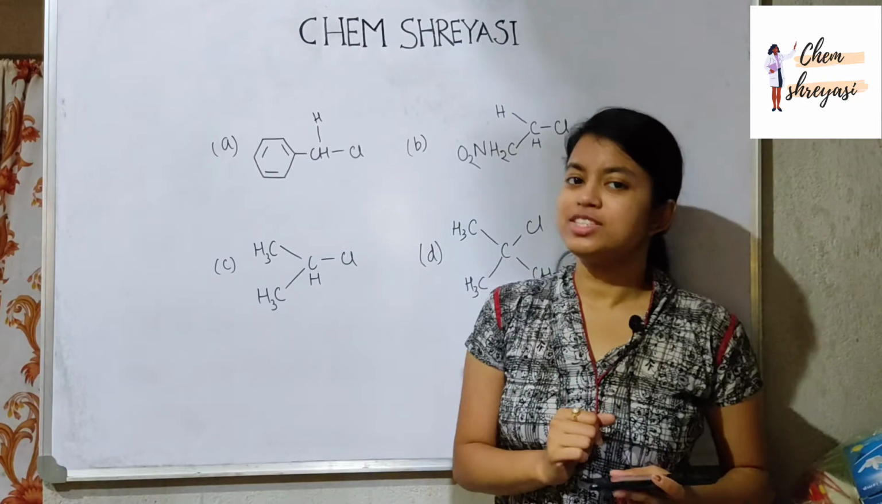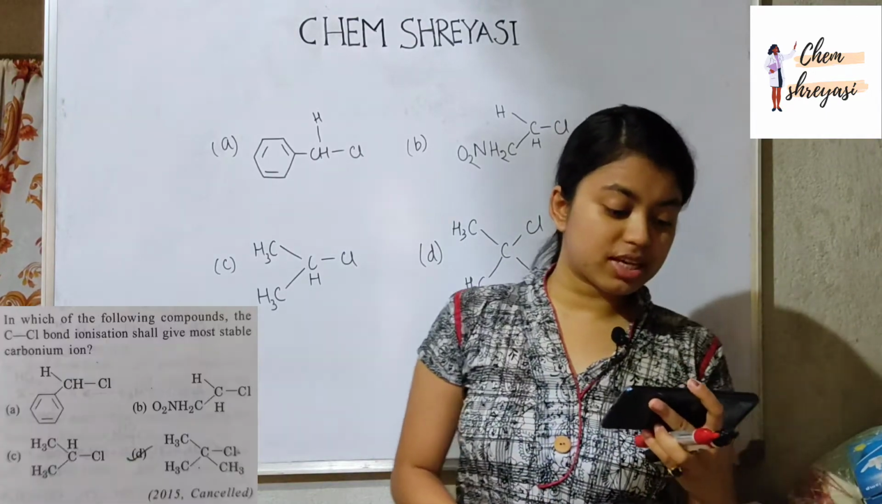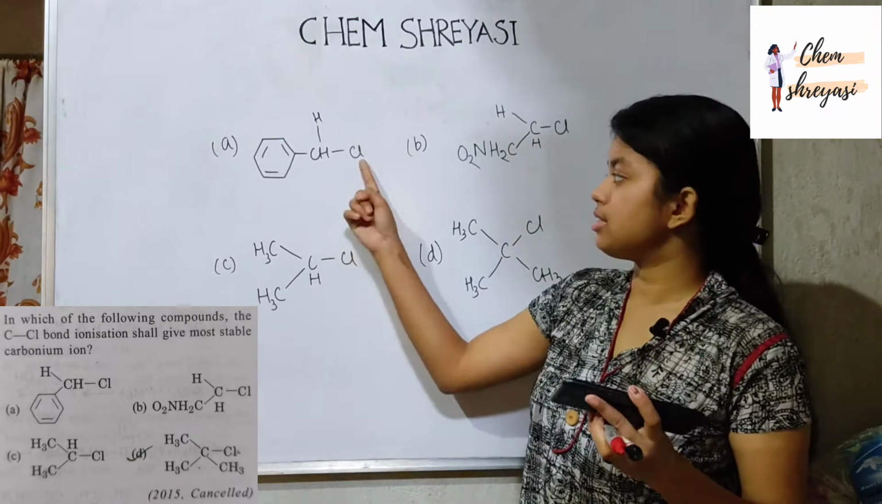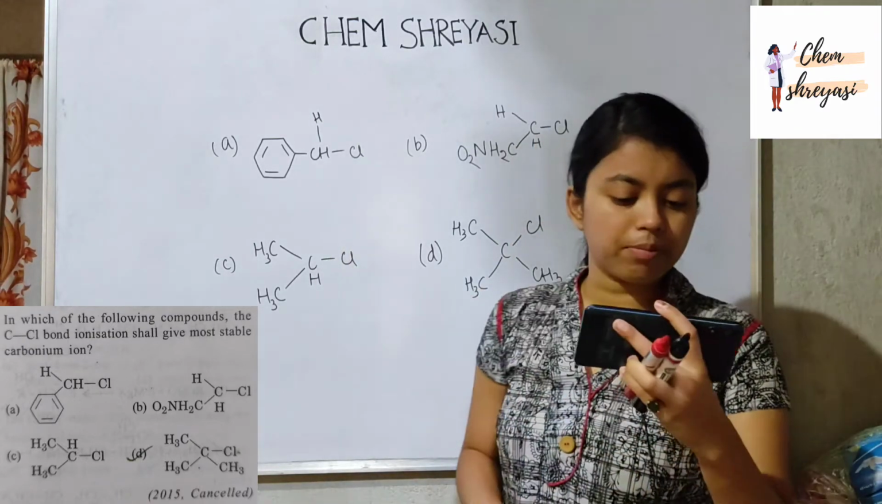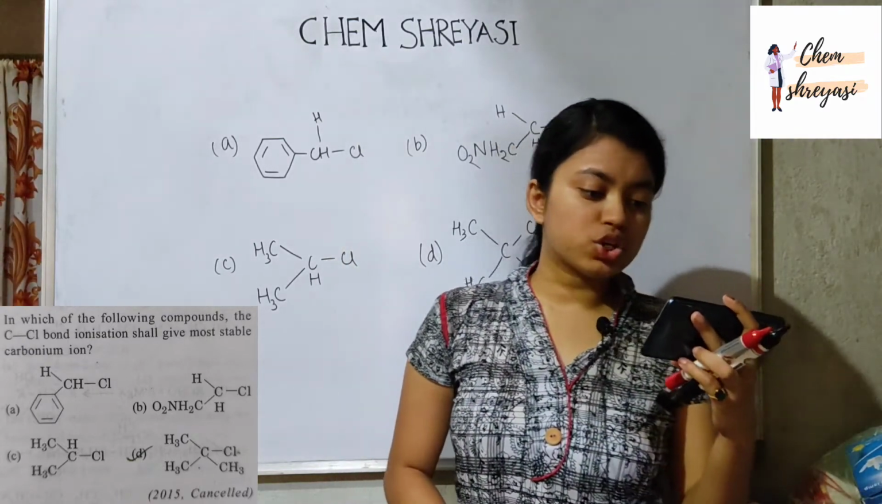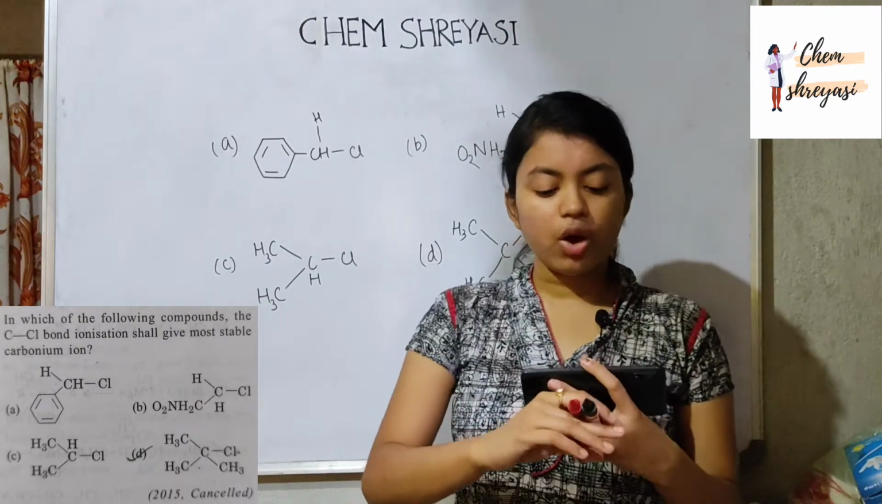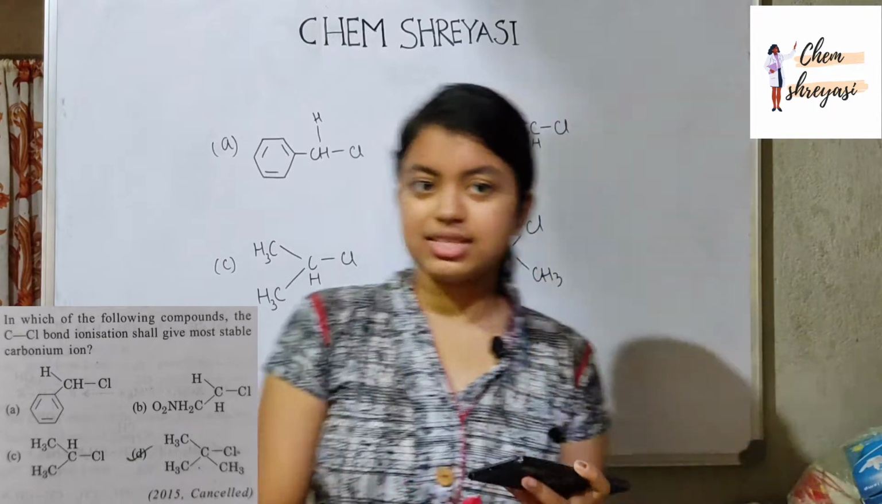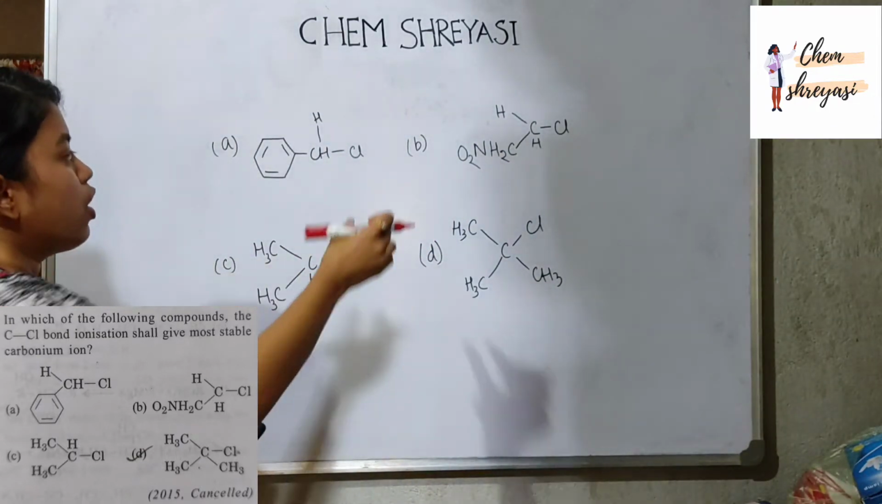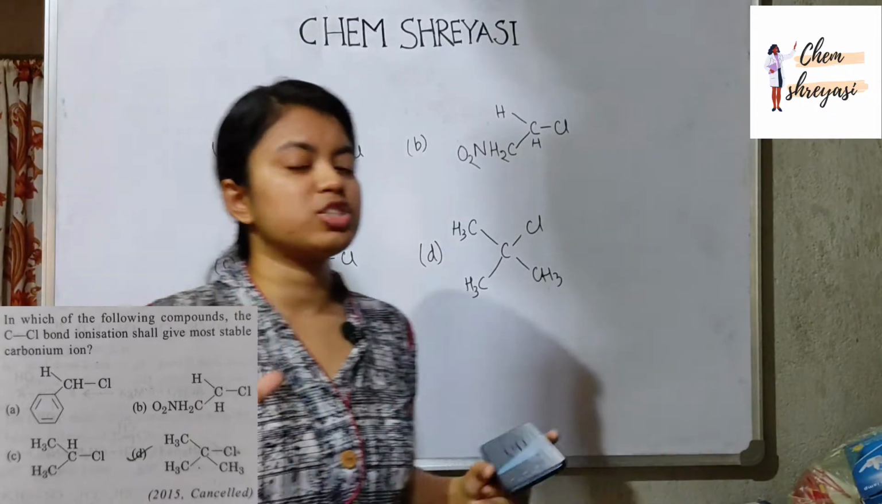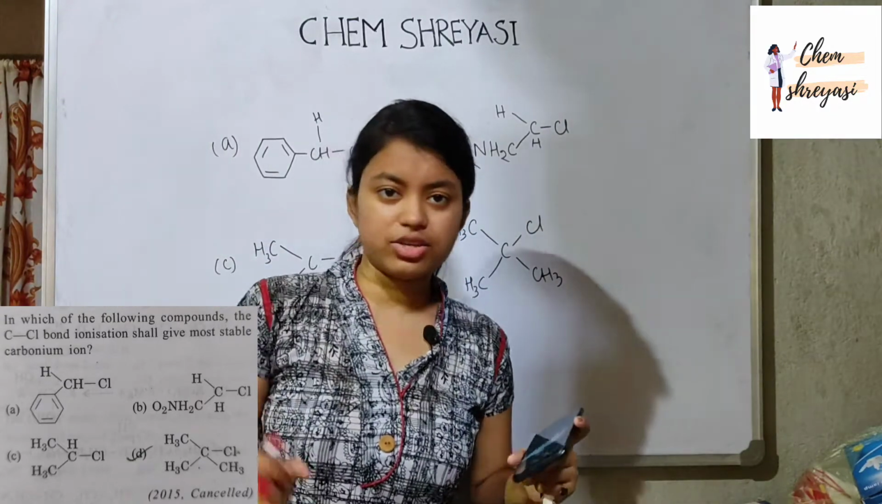Now, let's move to our second question. The question says, in which of the following compounds does the C-Cl bond, that's these C-Cl bonds that exist in these compounds, ionization shall give the most stable carbonium ion. Now, what is ionization? So, in this case, they are asking about after bond breaking, this C-Cl bond breaking, that's what they are expecting us to understand by ionization.